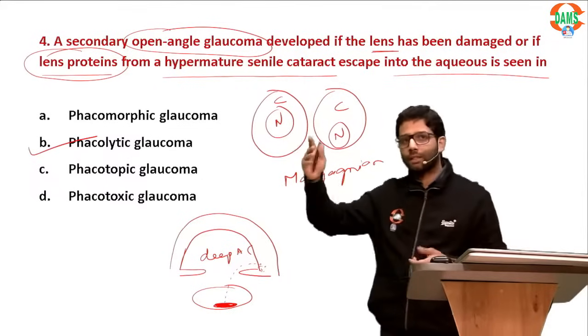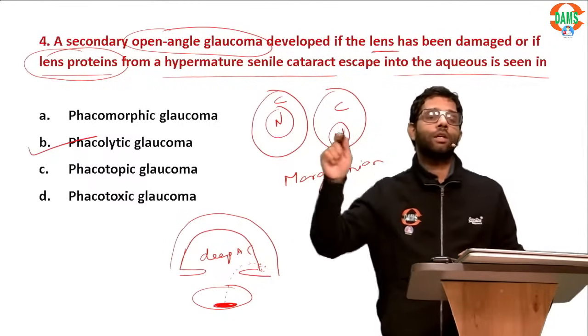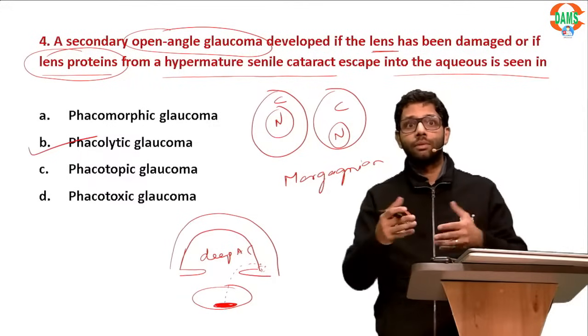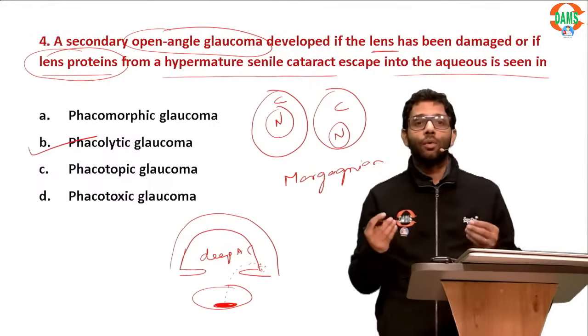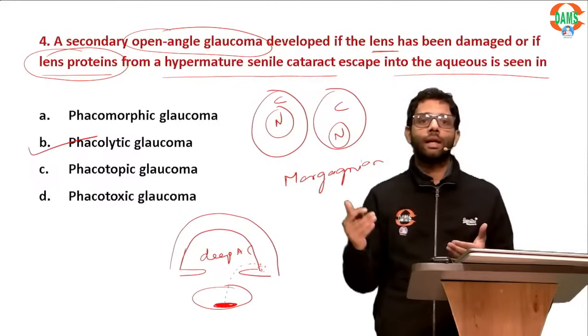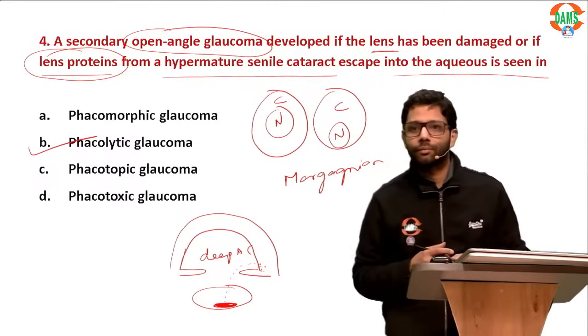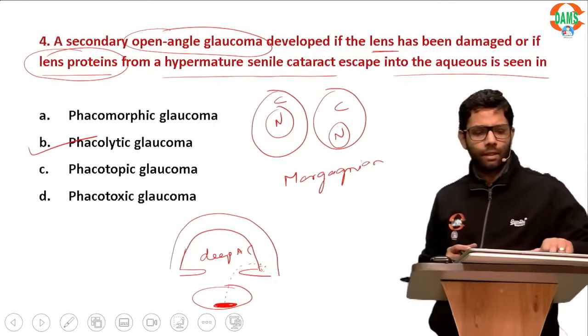Phacomorphic versus phacolytic is a very important question of PG exam. This was once asked. An 80-year-old patient comes to you with deep antechamber. 80-year-old means senile cataract with deep antechamber, very high intraocular pressure, with some cells and flare in the antechamber. One of the options was phacolytic glaucoma, that is lens protein glaucoma. Alright, so 4 questions till now.